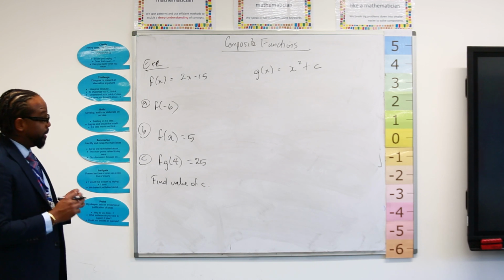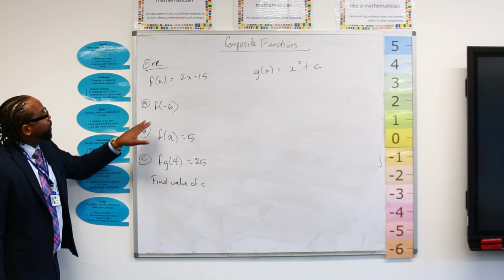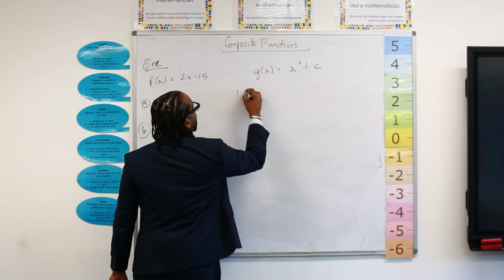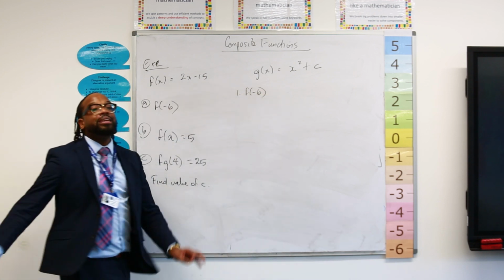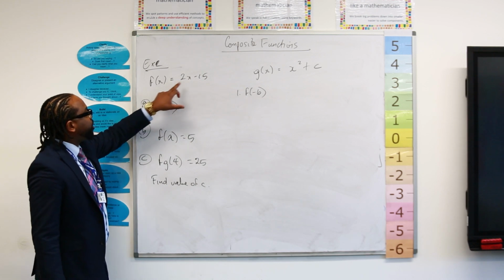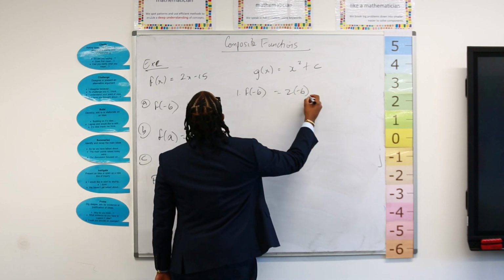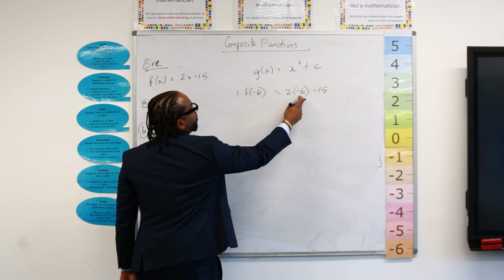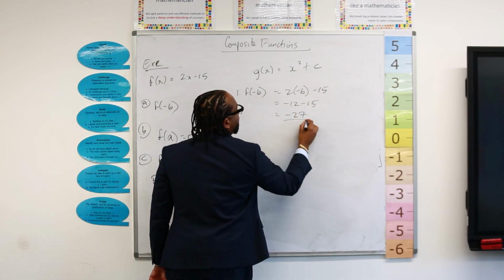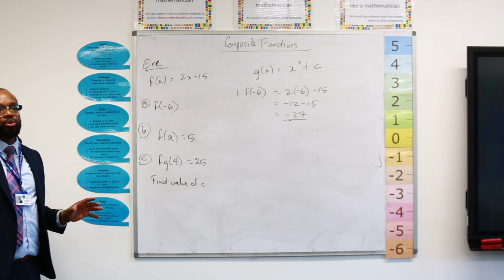Now, firstly, step 1. The first step is to understand what we mean by f of minus 6. So part 1, f of minus 6 is just simply a substitution. I'm going to replace x in the function with negative 6. So it becomes 2 bracket negative 6 minus 15. 2 times negative 6 is negative 12 minus 15, and that's negative 27. So again, step 1, simple substitution.